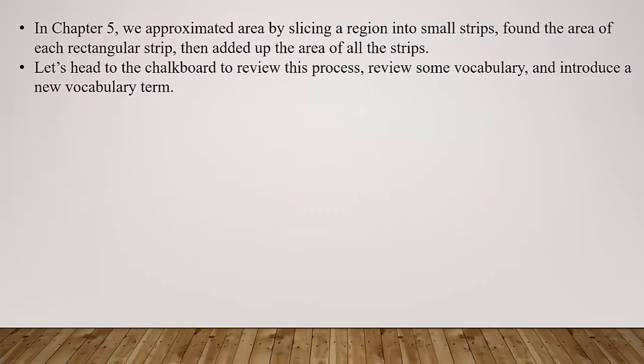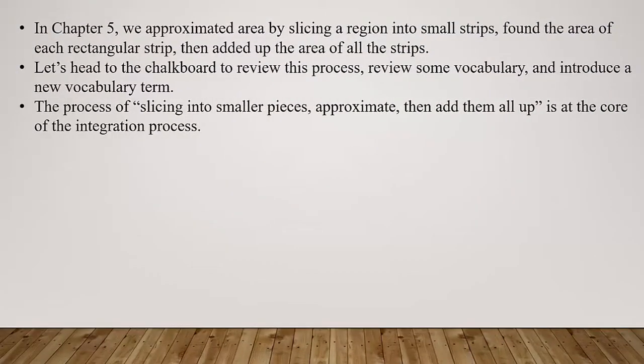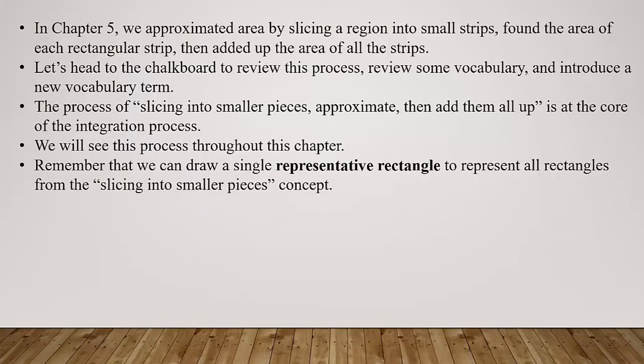All right, so what we saw there, the process of slicing into smaller pieces to give us an approximation, then add them all up. I mentioned that was at the core of the integration process, and you're going to see this process throughout the rest of this chapter. Please remember that we can draw a single representative rectangle, one rectangle, to represent all rectangles that would result from the slicing into smaller pieces concept. It's much easier to focus on just one rectangle and apply it to all of them.